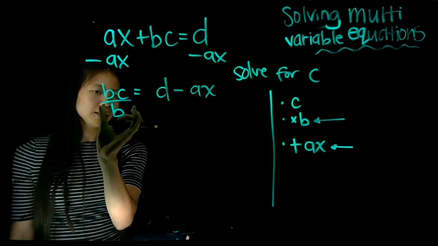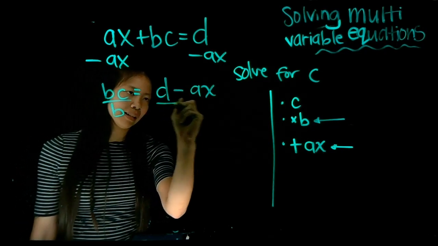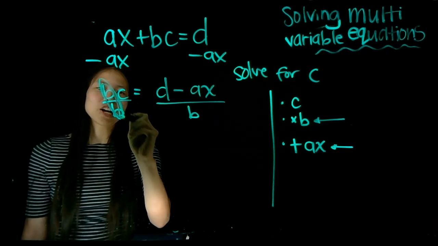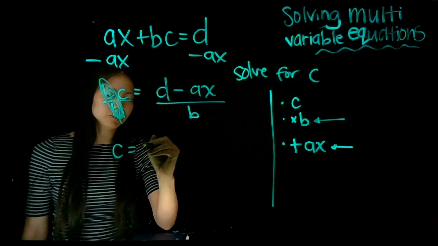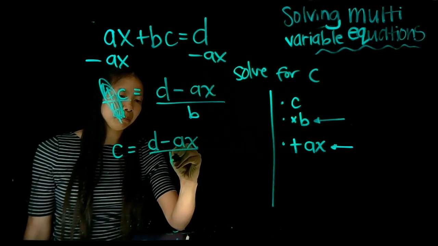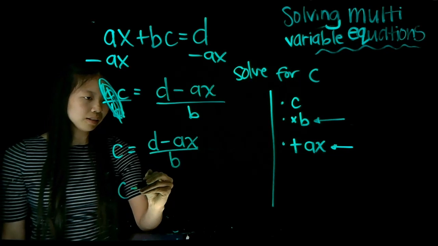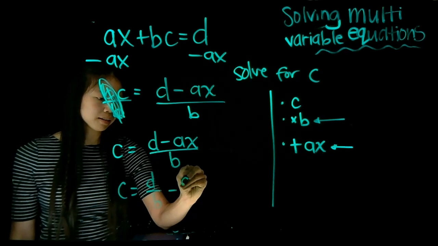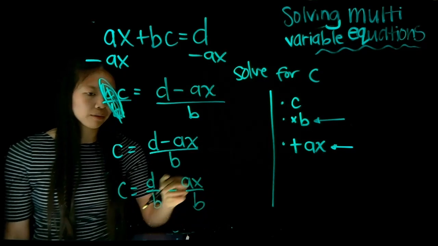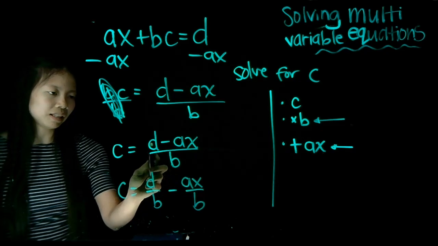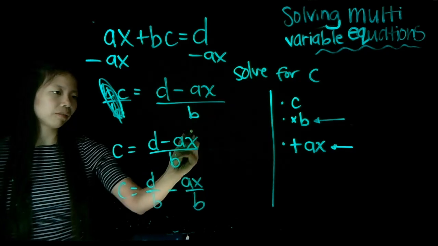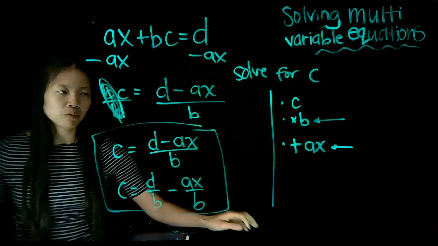Because I'm dividing this entire side by b, I have to divide this entire side by b. This makes a giant 1 here. I'm left with c equals d minus ax all over b. Another way I could write this as well is c equals d over b minus ax over b. That's another way I could write that because the b is being divided with the d and also with the ax. So I could write it either way. Either of these expressions would be accurate in Derivita.